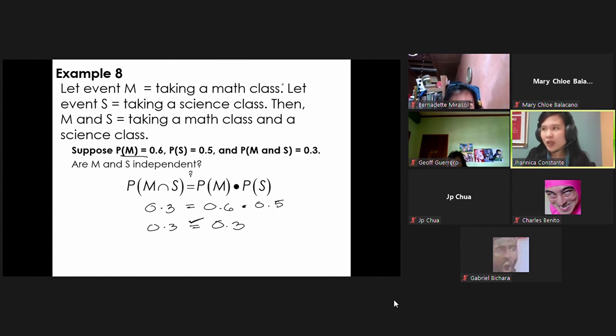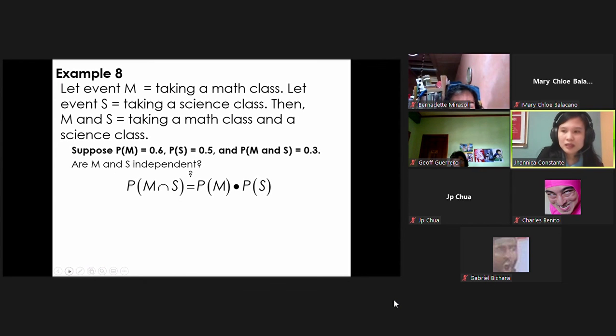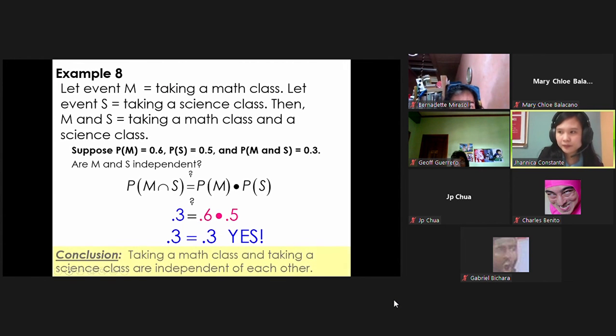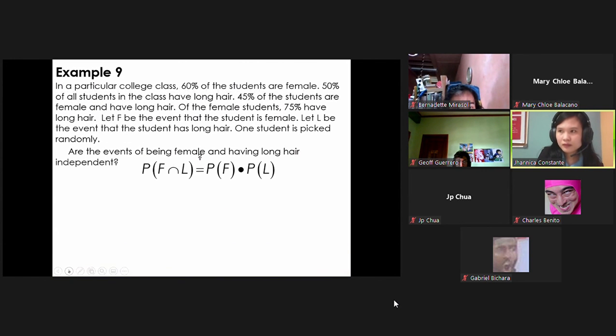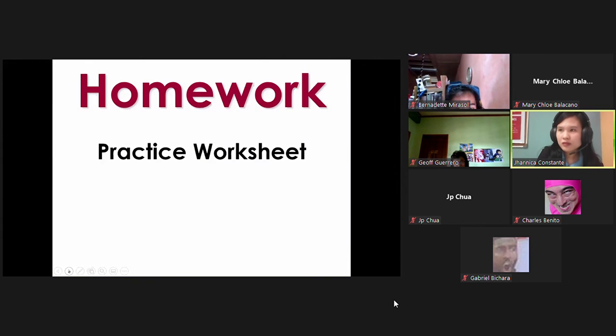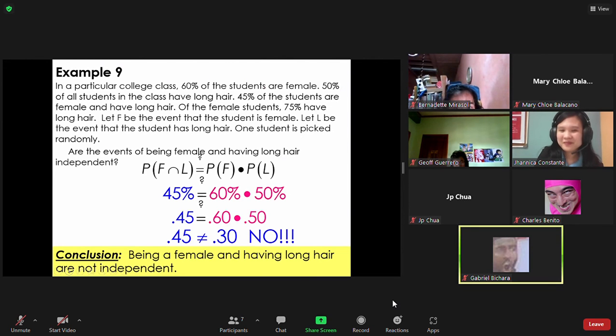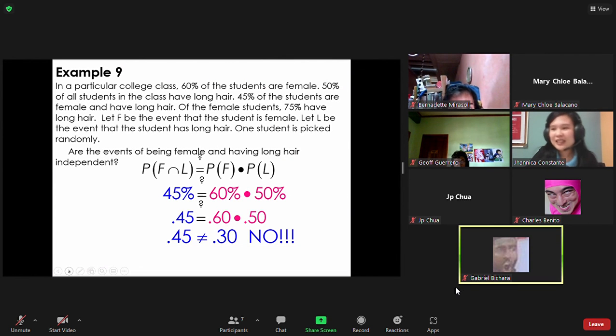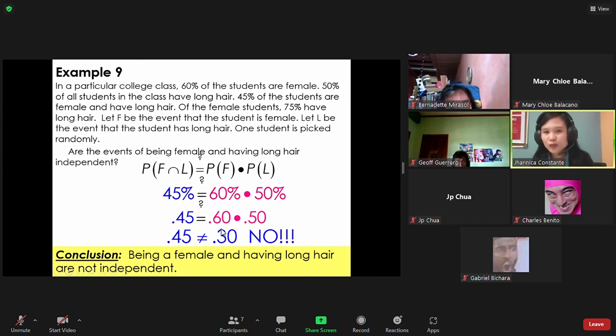The other way that you can use to identify if the given problem is an independent event. So as you can see here, the two probabilities are not equal.